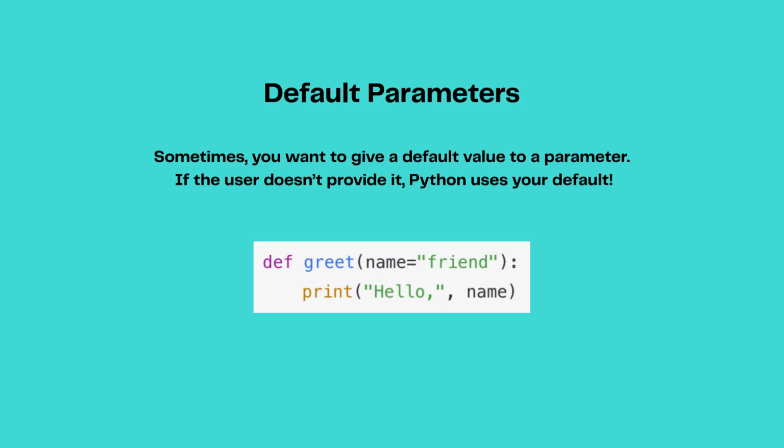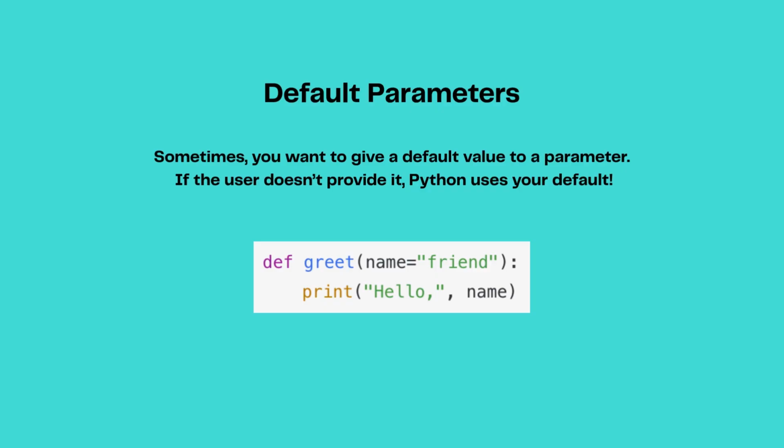Okay, so now let's understand default parameters. A default parameter is when you want to give a default value to a parameter inside a method, so that if the user doesn't provide that parameter value, your function does not give any error. So it is basically a default value for your method.